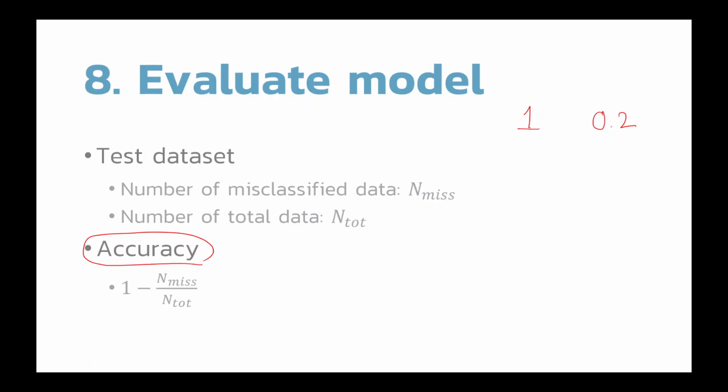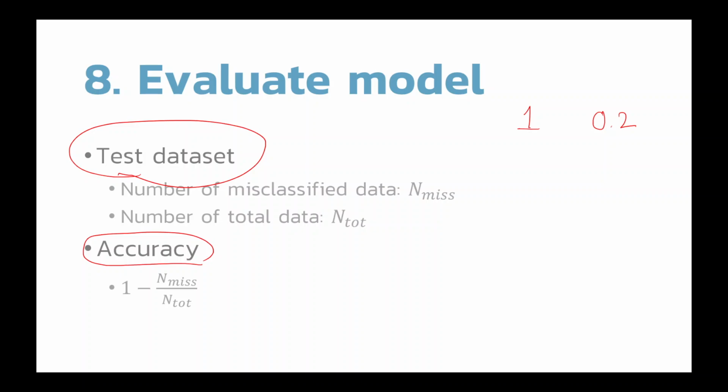If it's 1, then it predicts the right value 100% of the time. So you're looking for something that's close to 1 when you calculate accuracy, okay? And the way that we do that is actually we're using the test data set. So this is quite important. When you evaluate your model, you want to use something that the model has never seen before.